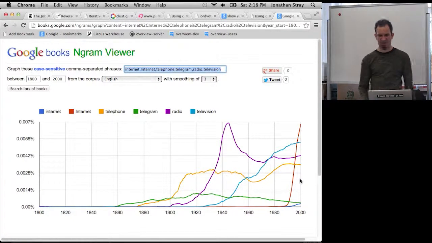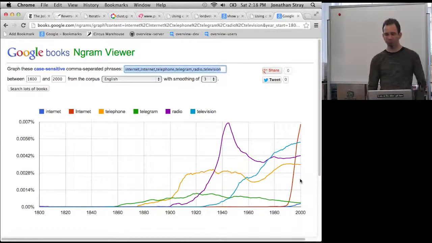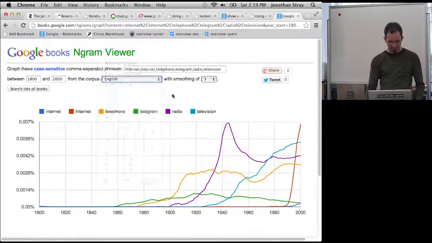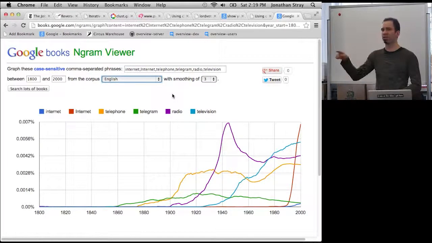So you can look at the trajectories of these things. What's this one? Telephone, less popular, but now popular again. Telegram. Long, slow decline. Anyway, there's a paper on this. People have done things like looked at censored books during Nazi Germany. You can do this in German too. There you go. Here are all the languages that they have. So using the German version of this, look at the names of certain authors, and what you see is that there's a dip during the Nazi regime.